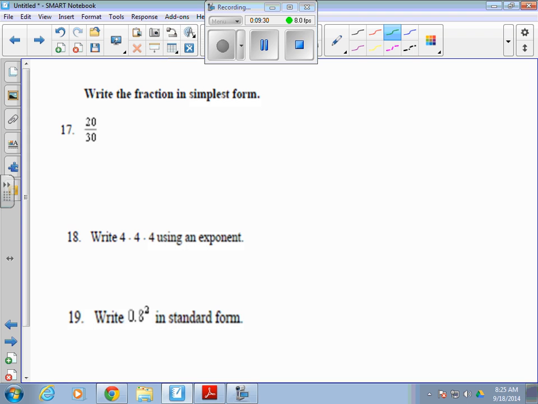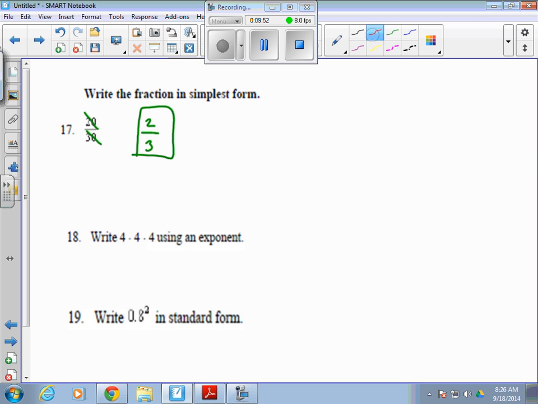17 is writing a fraction in simplest form. The number 10 goes into both of these. 10 times 2 is 20, and 10 times 3 is 30. I said it backwards the first time. There's no number that goes into both 2 and 3. That's simplest form.